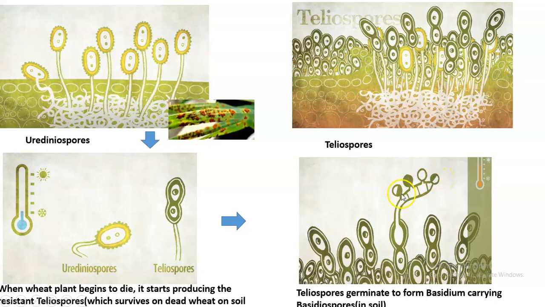Okay, this basidium has a projection called sterigma. Now it has a round basidiospore. Towards this basidiospore, 4 haploid nuclei will be moving, so that will be forming the basidiospores.